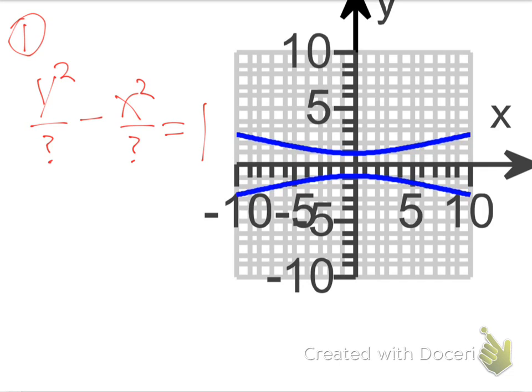Which we're not going to do. You can tell one of them right away because it's the one where the branches sit. So the branches are up, down on this one. So I know what's under Y. I know this one right away.